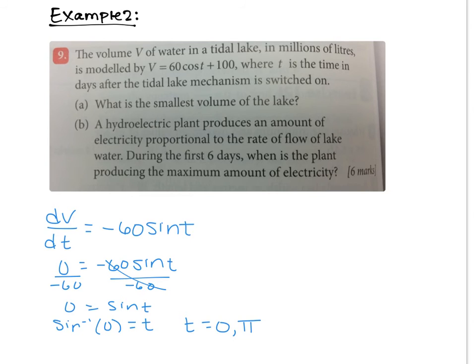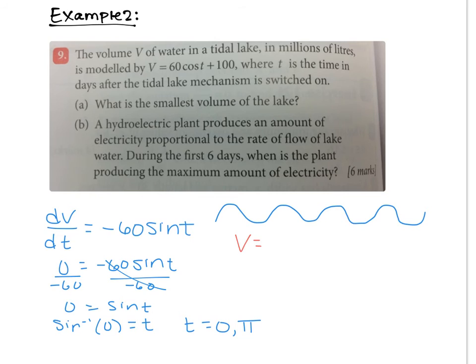The interesting thing about this problem is that in part A, they didn't give us a restriction. And so we know that the cosine curve, which is what our original function is, is a cyclical curve, right? So that same minimum is always going to be the minimum volume the whole way through. So we're just going to find out what is the volume at time is 0, and that should give us our minimum volume of the lake. And so we don't have to worry about endpoints in this problem, which is really nice.